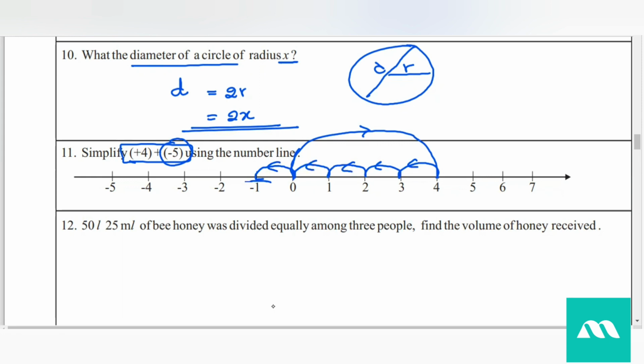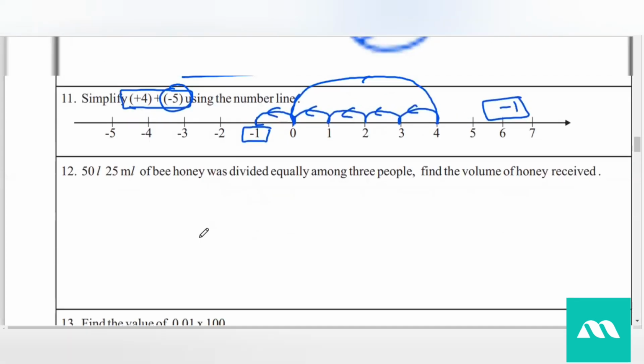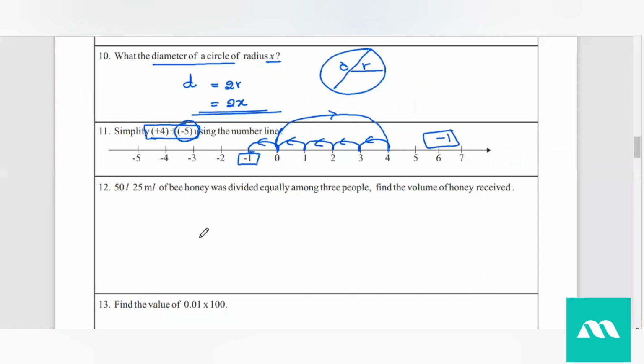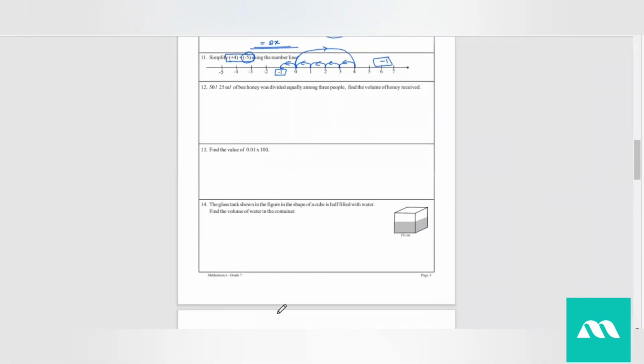Then we stop at minus 1. Then you should show these steps also using arrowheads. Have you obtained this answer like this? Yes, teacher. Okay, then move to questions 12 and 14.